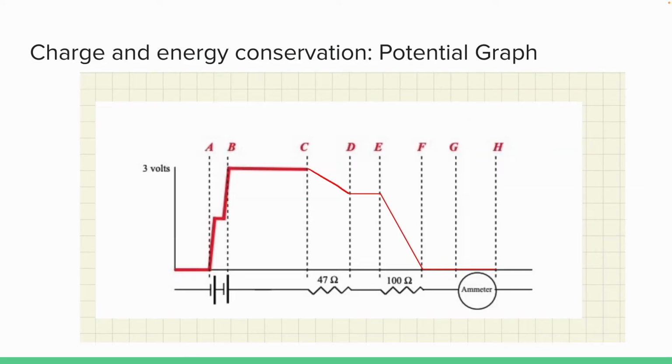Here we have the graph showing the potential difference of the different points we calculated from the previous slide. We can see the graph goes up to 3 volts, which is the voltage that the batteries are supplying, and goes down based on the potential difference between those different points. And we want to see the graph go back to 0.